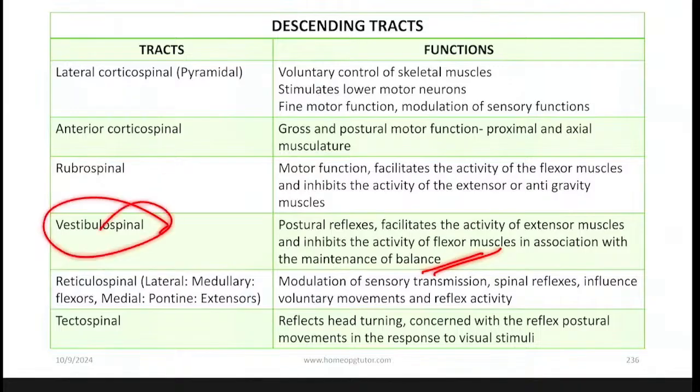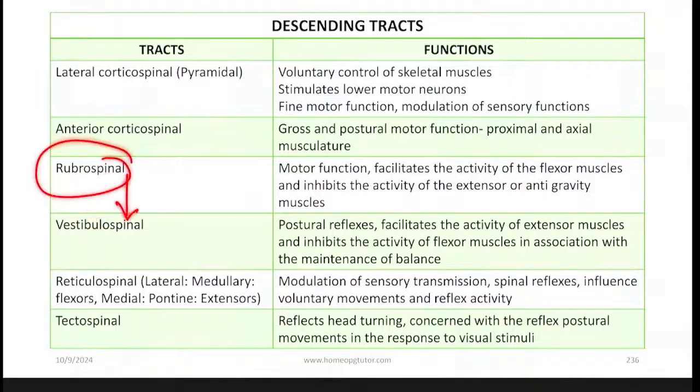So vestibulospinal tract, remember, all the activity of the extensor muscles. If you have understood, the rubrospinal tract and the vestibulospinal tract are entirely opposite. In rubrospinal tract, they facilitate the activity of flexor muscles and inhibit the extensors. But in the case of vestibulospinal tract, they facilitate the activity of extensors and inhibit the flexor muscles. That is something which you have to remember.